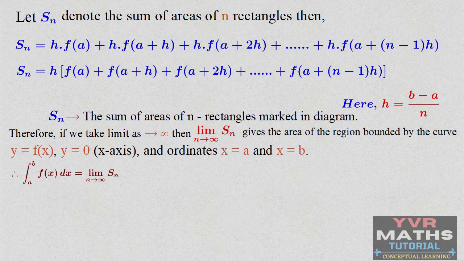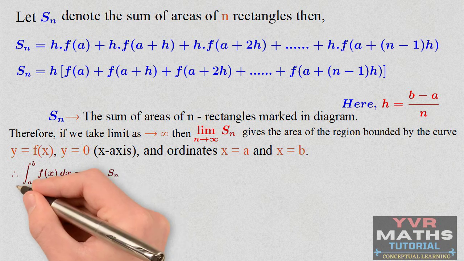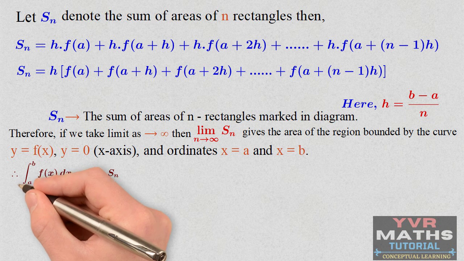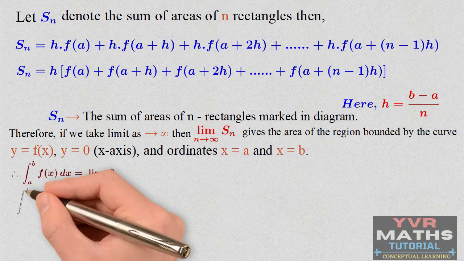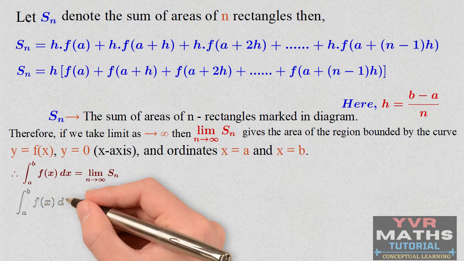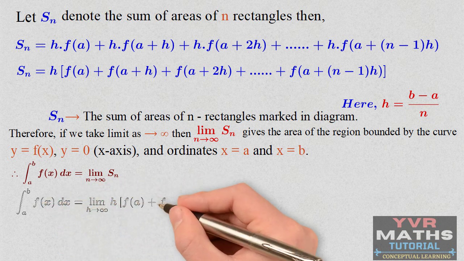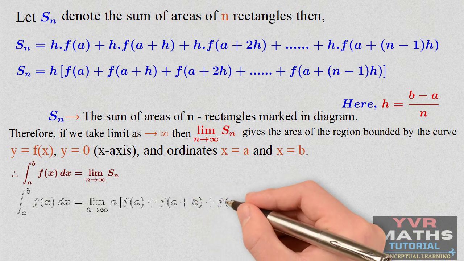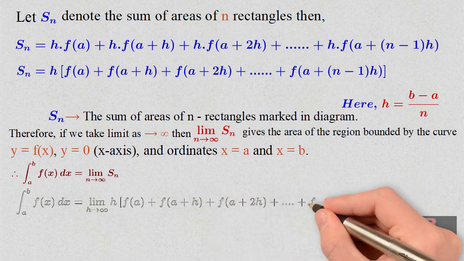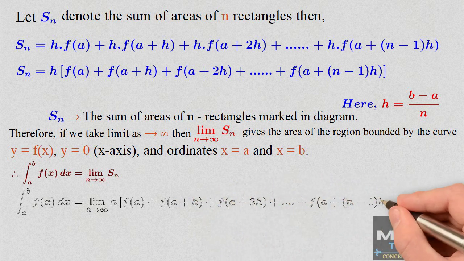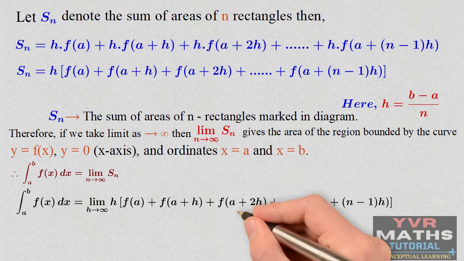See here, what is Sn? Substitute the Sn here. Then what will you get? See here, integral a to b f of x dx is equal to limit n tends to infinity h into [f of a plus h plus f of a plus 2h plus and so on up to f of a plus (n minus 1) into h].